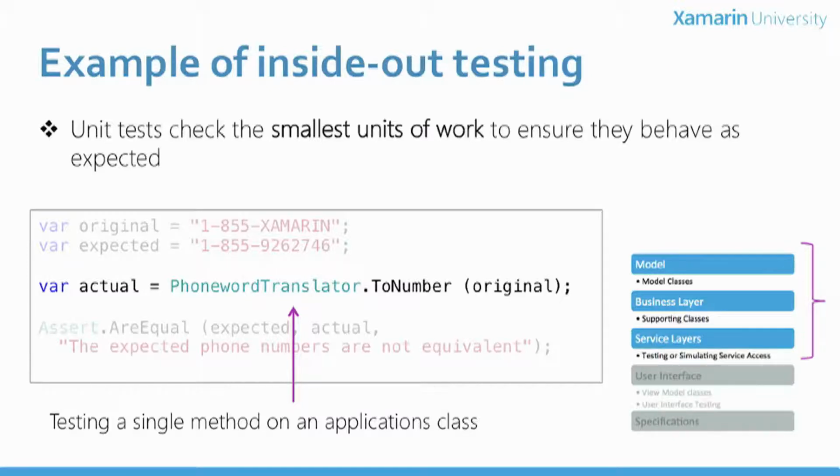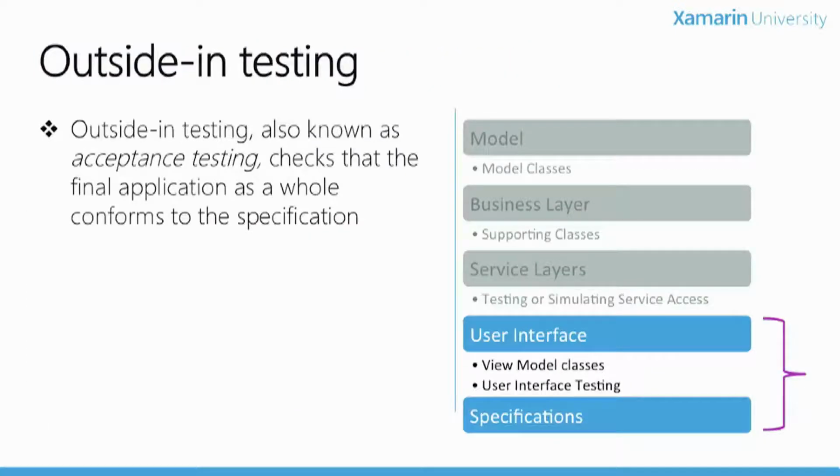For .NET developers, this normally consists of writing tests in a framework called NUnit, where we can write code to test many of the layers within an application. So we'll look at how we can write unit tests in the next objective. So that's what we'll cover briefly on inside-out testing. Let's have a look at outside-in testing.